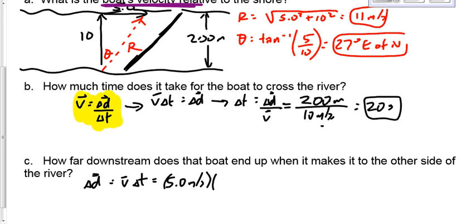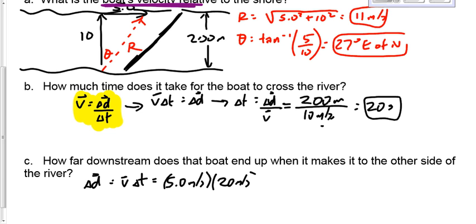Velocity and displacement have to be consistent, but time doesn't. Why not? Why doesn't time have to be the same? Because time's a scalar. There's no direction with time, right? There's a direction with displacement and velocity. They have to be consistent. Time doesn't.